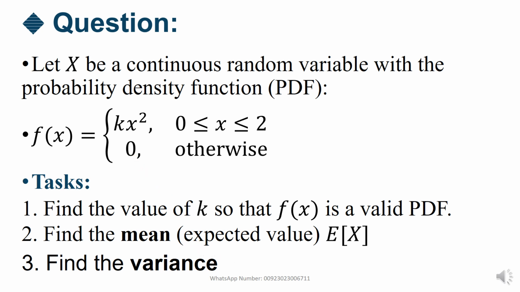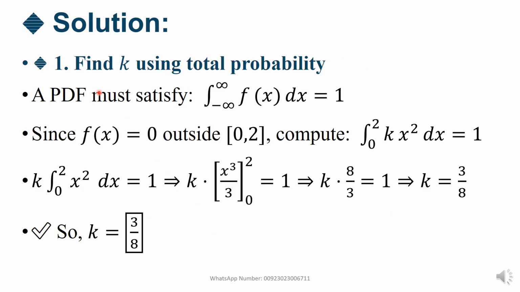Now we are going to the calculations in the solution. Solution 1. Find k using total probability. A PDF must satisfy the integral from minus infinity to plus infinity of f of x dx equal to 1.